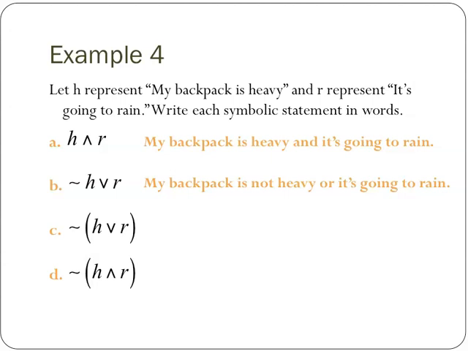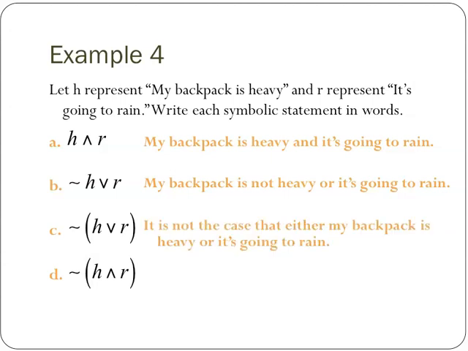Okay, for this next one, you see how the entire thing is in parentheses with a negation in front. So anytime you have something like this, it's easiest to deal with the negation in front of a parentheses if you write it's not the case that, and then write whatever's in the parentheses. So in this case, inside the parentheses, we have H or R, so inside it would be my backpack is heavy or it's going to rain. Now we have the negation in front, so we can just write this as it is not the case that either my backpack is heavy or it's going to rain.